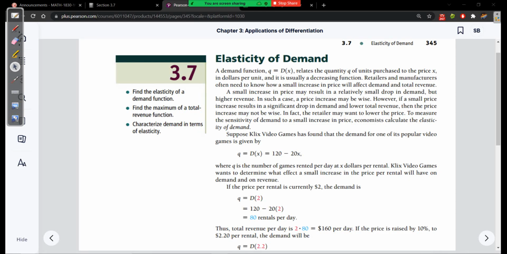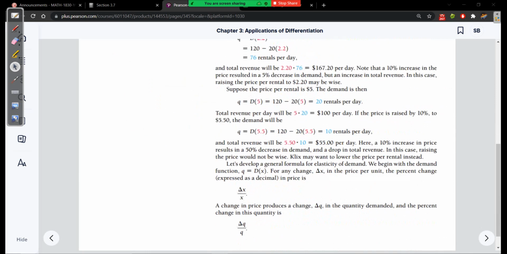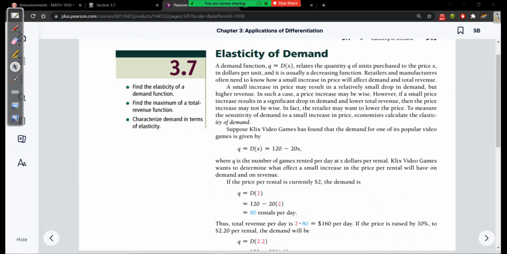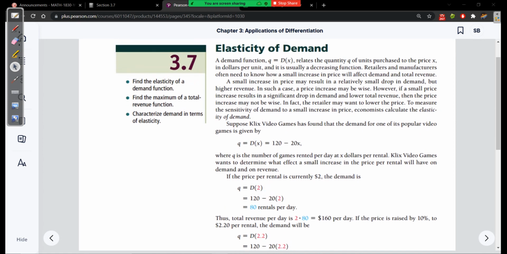All right, today we're talking about chapter 3, section 7, the elasticity of demand. Now, unfortunately, we're actually going to have to read all this, because the entire section is predicated on this. I know we've had sections so far where we can kind of skim by it, but in this particular case, we cannot. At least we can't skim by it in a good way.